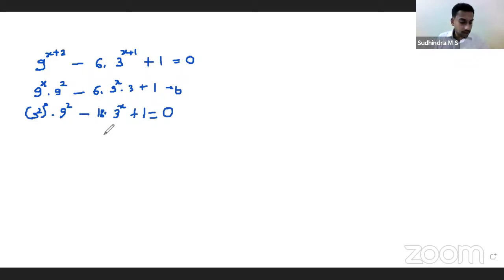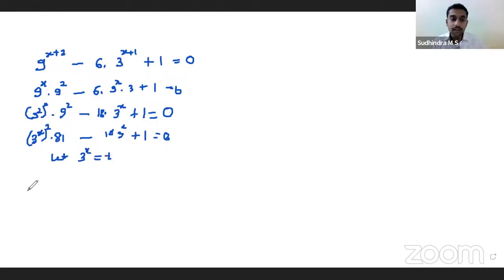What is the next step? How can we further solve this? 3 square whole power x can also be written as 3 to the power of x whole square. 9 square is 81, minus 18 into 3 power x, plus 1 equal to 0. So further solving might be difficult. So can I consider 3 power x as t? If I consider 3 power x as t, the equation we get is 81t square minus 18t plus 1 equal to 0.